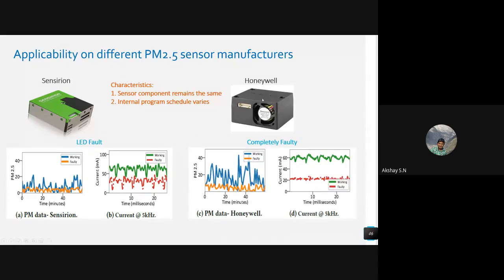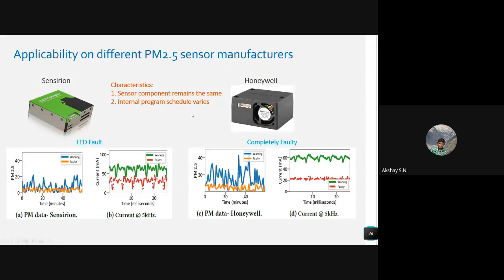Similarly, for Honeywell sensors also, you see this is the PM data, and this is the current. You can see the faulty one, which is in red, is completely different from the working one. So across any pollution sensor, if we just measure current, we can now detect whether this is a working sensor or a faulty sensor.